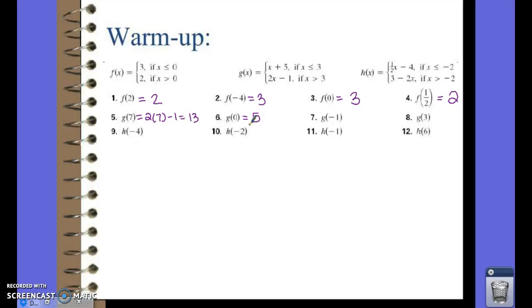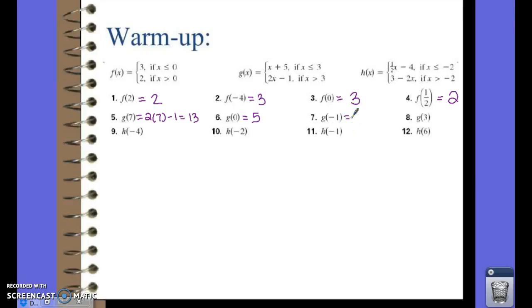What we're doing, plugging in these values into the piecewise, is what you were doing yesterday when you were graphing them. You were figuring out what value of x makes this inequality true and says, okay, you can plug it into that expression. So again, this is a piecewise function. Its breaking point for g of x is at 3, and the expressions that make it up are x plus 5 and 2x minus 1.